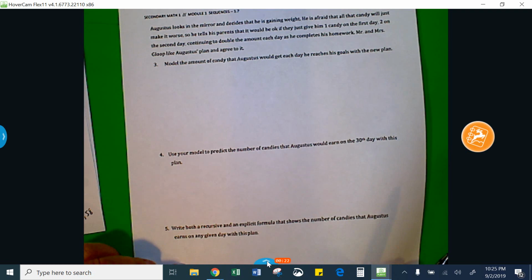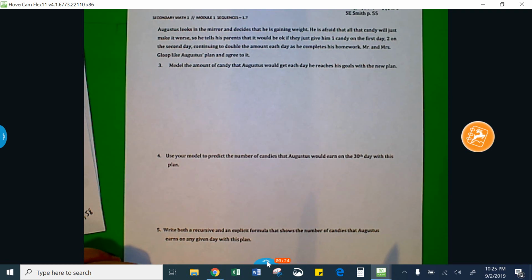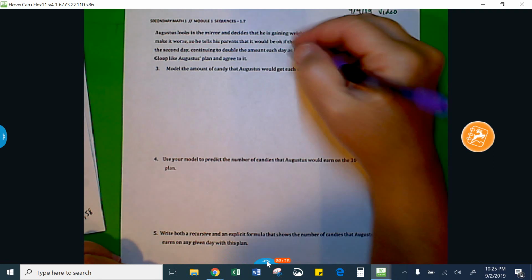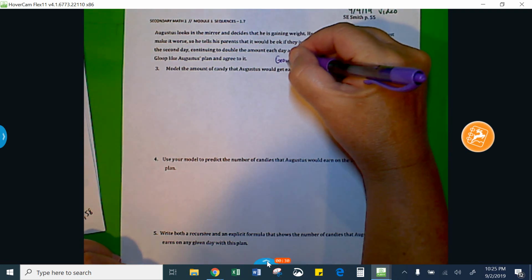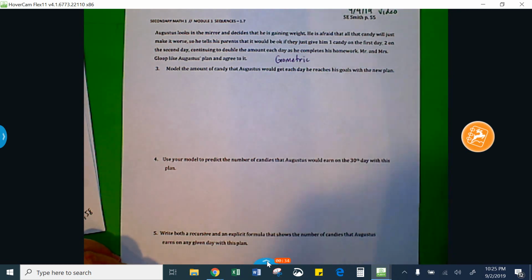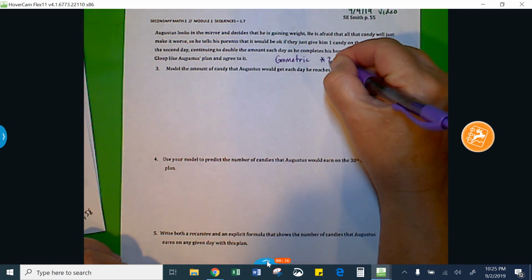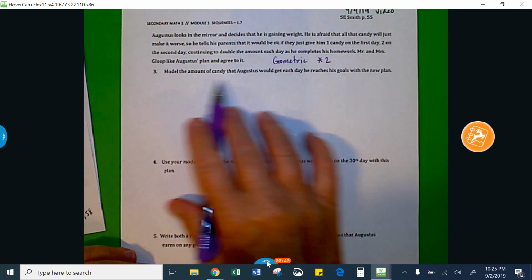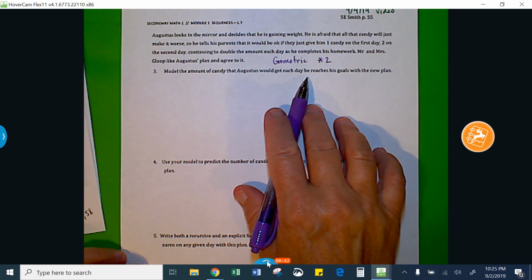So already I'm thinking that's going to be a geometric distribution. And if we double something every day, it's times 2 times 2. So a times 2 on our geometric distribution. But let's put it together. Model of the amount of candy he would get each day.